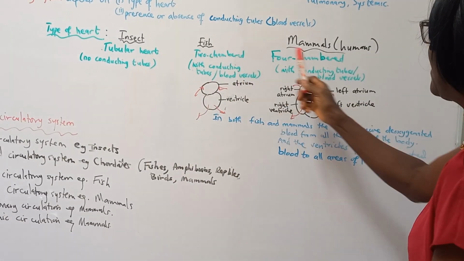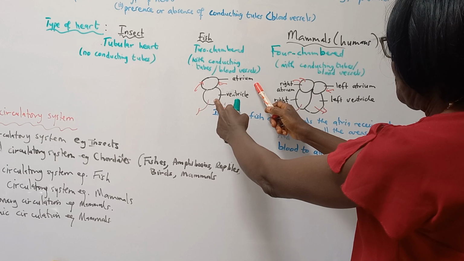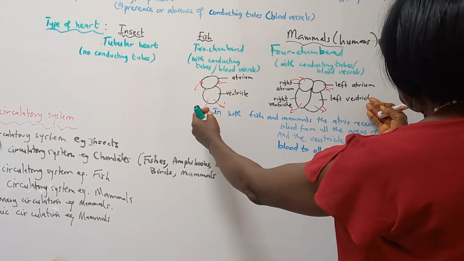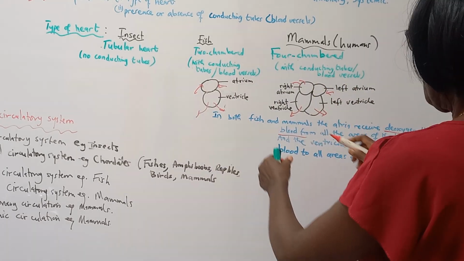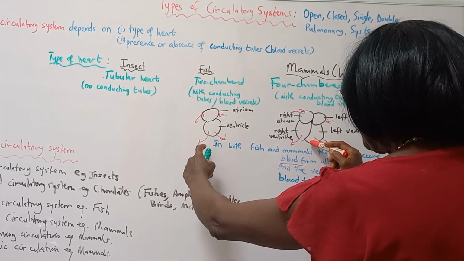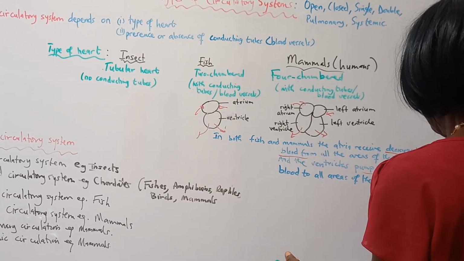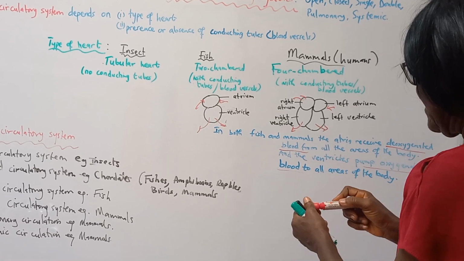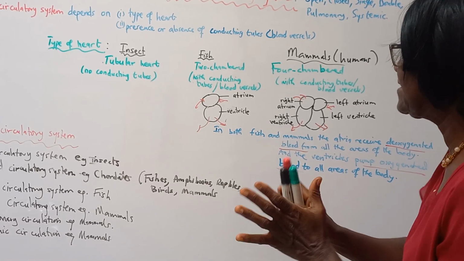In both fish and mammals, the atrium or atria receive deoxygenated blood from areas of the body, and the ventricles pump oxygenated blood to the body. So the ventricles pump oxygenated blood. That is something we want to just take notes.